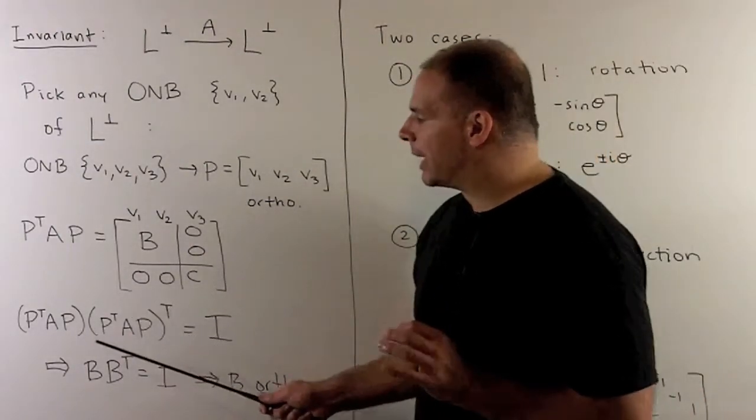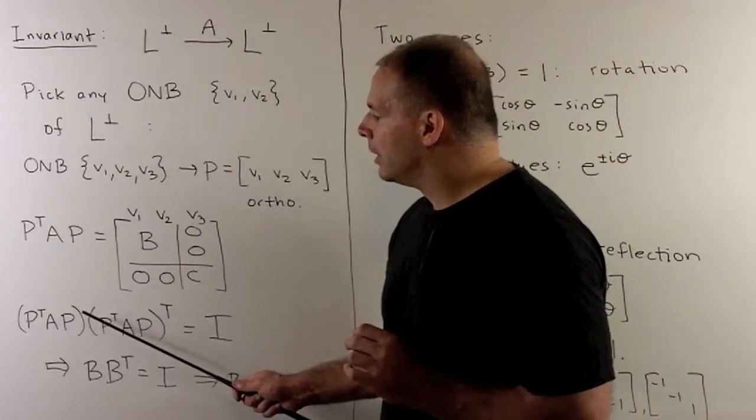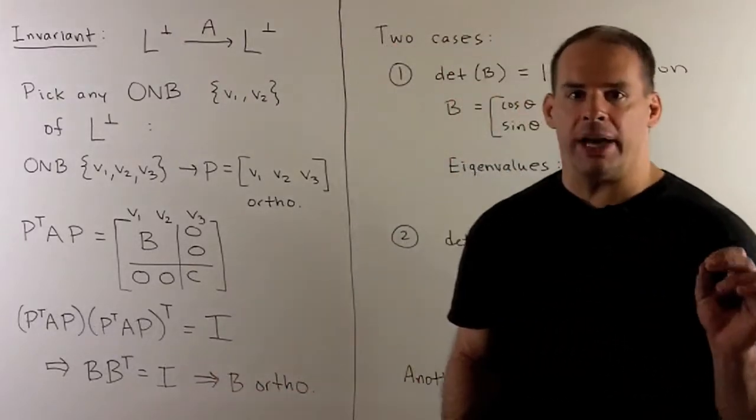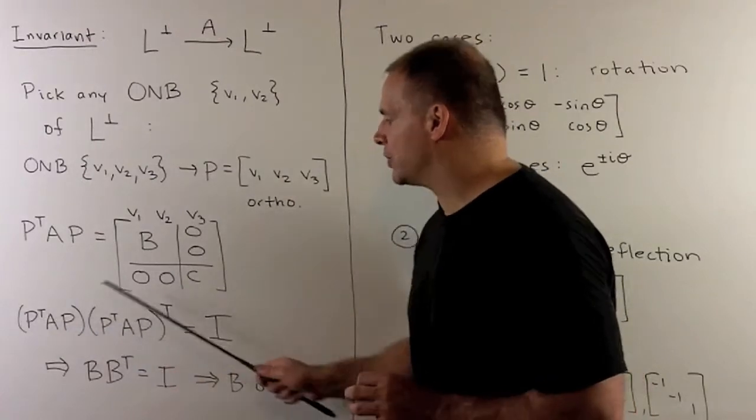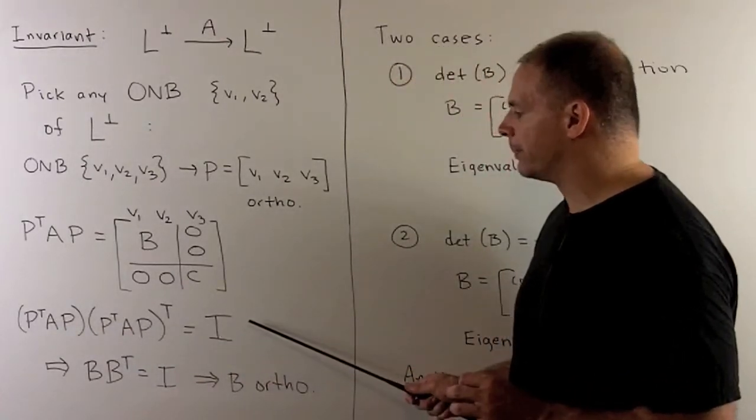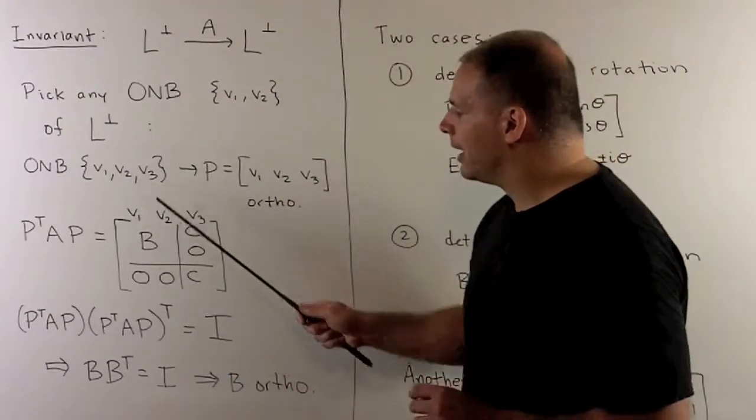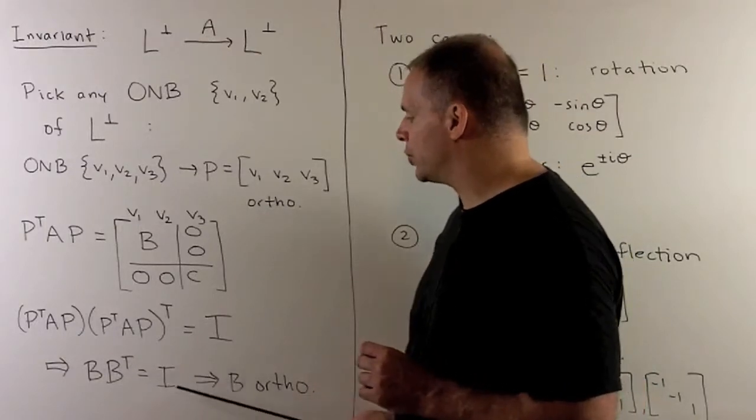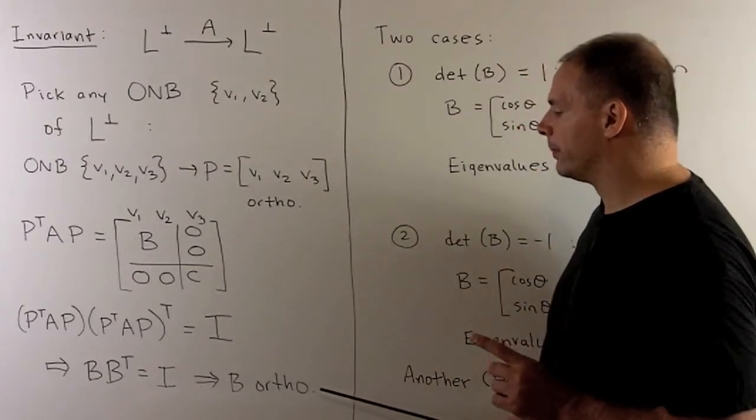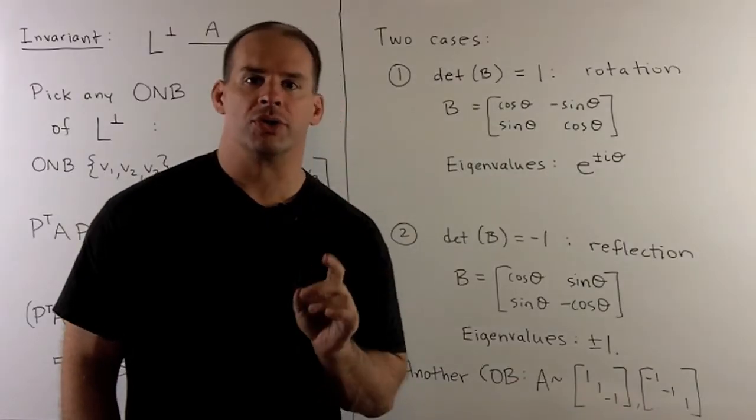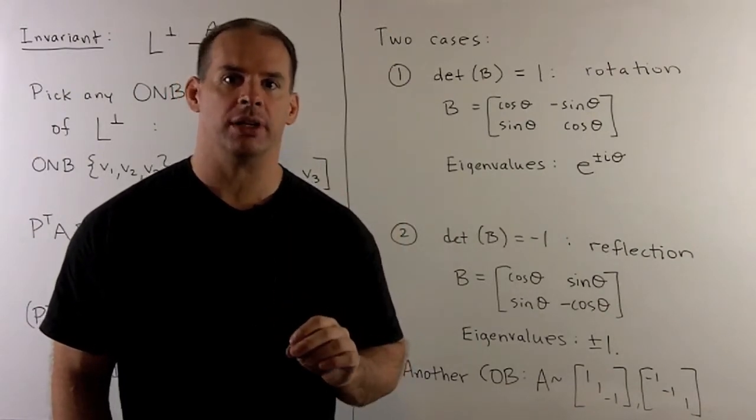Now, the next step I leave as an exercise. Just by using manipulation and the facts that P and A are orthogonal matrices, show that P transpose AP times this matrix's transpose is the identity matrix. Now, if we apply this relation to the matrix on the right, that'll give that B transpose B is the 2 by 2 identity matrix. So that means B is orthogonal also. Using the results from part 1 on 2 by 2 orthogonal matrices, we can describe B precisely.